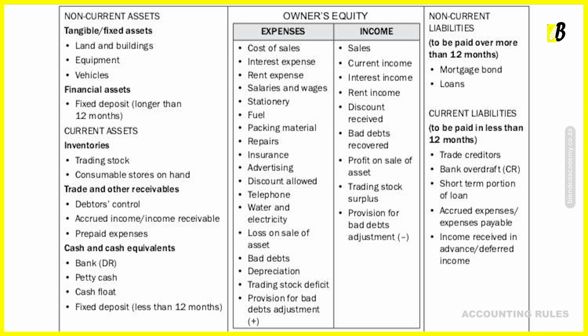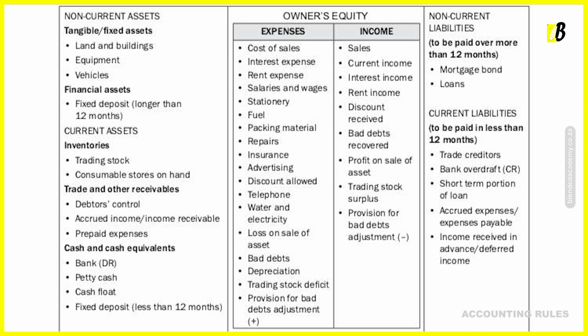So under non-current asset, we've got what we call our tangible fixed assets. Those are assets we can touch with our own hands, we can see with our own eyes, and they include our land and buildings, equipment, vehicles, and we also have our financial asset. However, under financial asset, we've got fixed deposit. You need to make sure that this fixed deposit is more than 12 months. If it's less than 12 months, it falls under your current asset.